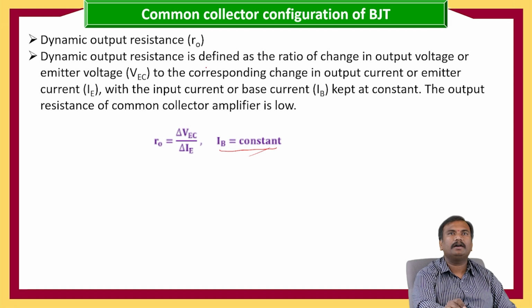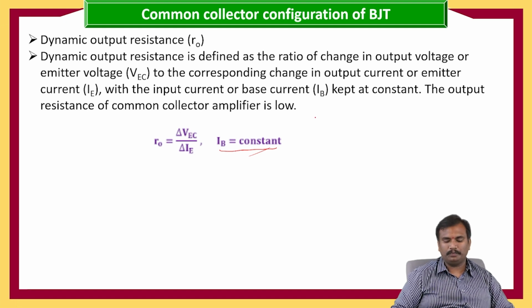The dynamic output resistance is defined as the ratio of change in output voltage or emitter voltage to the corresponding change in output current or emitter current, with the input current kept constant. The output resistance of a common collector amplifier is low.